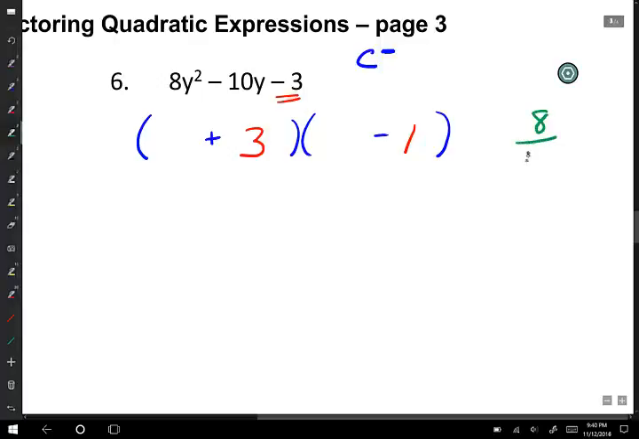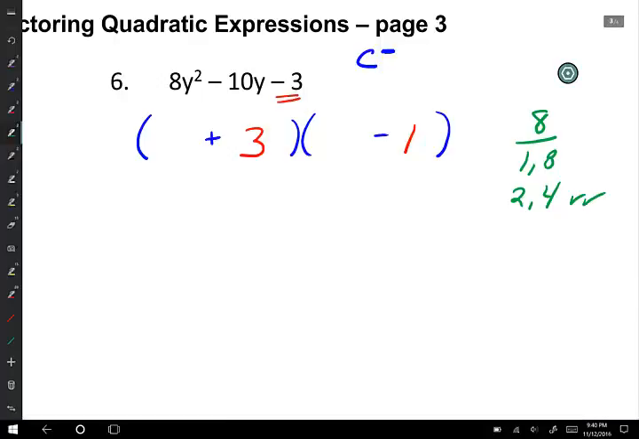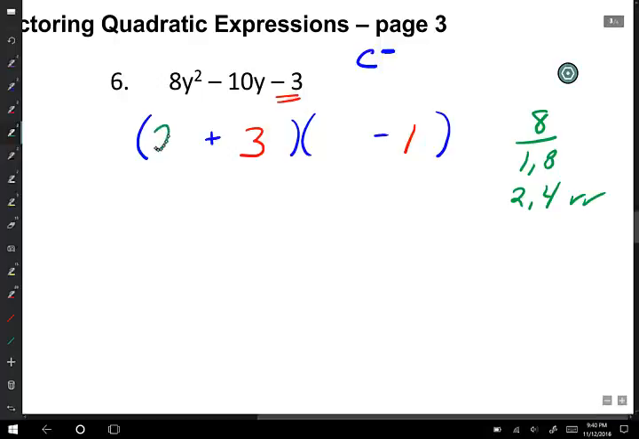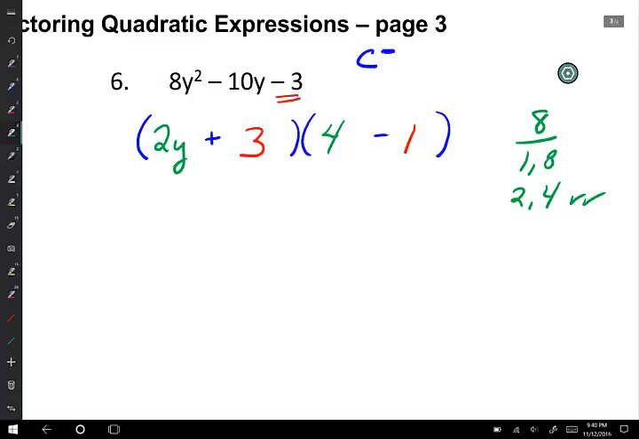What are our options for the 8y squared? Well, the factors of 8 are either 1 and 8, and the other option is 2 and 4. I'm going to go with the ones that are closest together, which is the 2 and the 4, and let's just throw those in. Since the 2 came first, I'm going to put the 2 first, and we're going to see how that works. So let's do our FOILing.